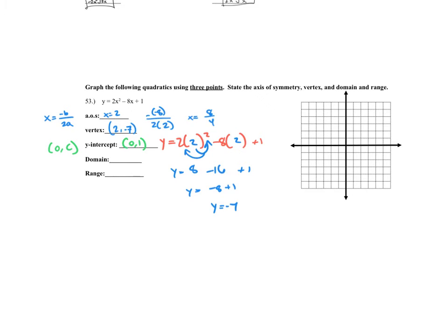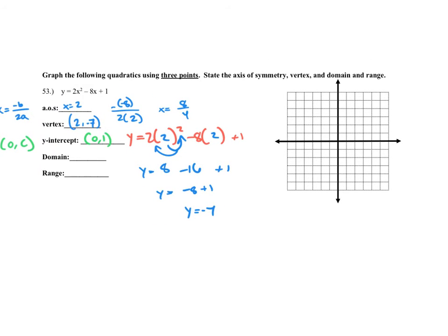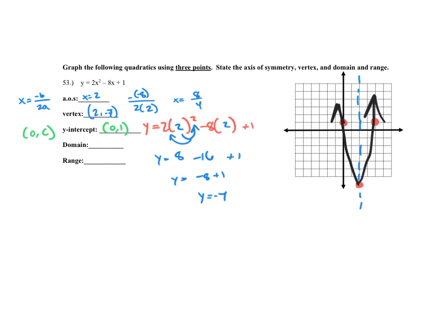And so it's said to just use 3 points, and we'll actually have enough here because my vertex is at 2, negative 7, which would be just barely off the graph here. Our y-intercept is at 0, comma 1. The axis of symmetry would look like this. It's the dotted line that travels through the middle of it, which means from a reflection standpoint, there must be another coordinate point right there. So there is our 3 points.